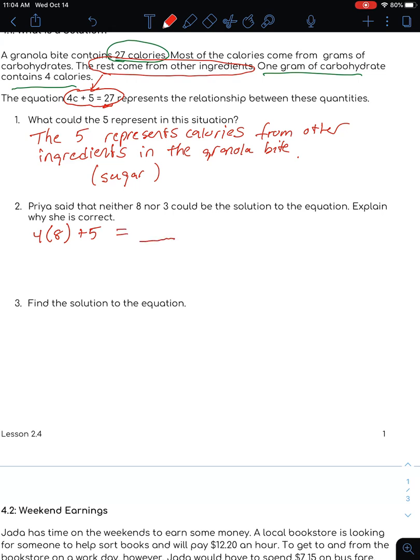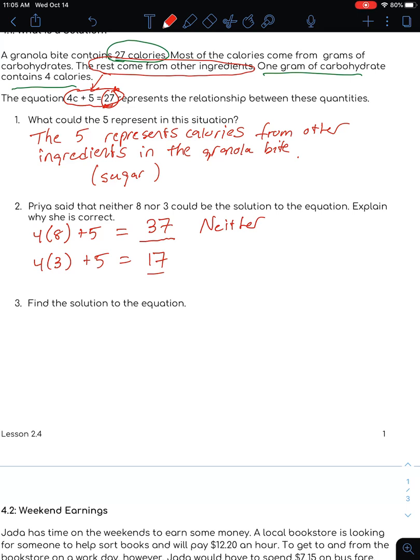And let's see, what does that turn out to be? 4 times 8 is 32, and 32 plus 5 is 37. So did that come out to 27? No, it did not. So that one didn't seem to work. Let's try the other one, 3. So if we put 3 in for the grams of carbohydrates, because each gram of carbohydrates is 4 calories, let's see what we come up with. 4 times 3 is 12. 12 plus 5 is 17. So also not 27.